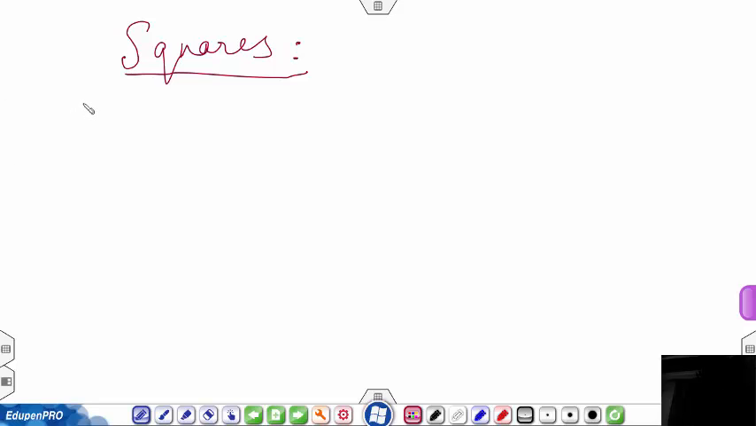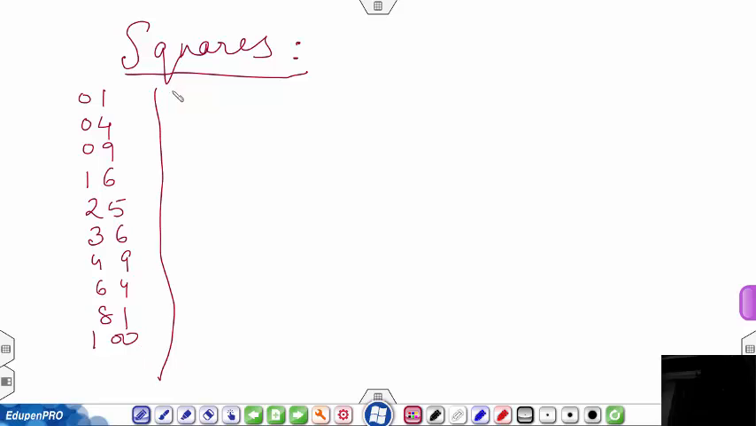Can I expect that all of you remember the squares from 1 to 25? Of course I can. So let's write down. 1 square 01, 2 square 04, 09, 16, 25, 36, 49, 64, 81, 100. I assume everyone understands what I am writing, right? All these squares from 1 to 25.